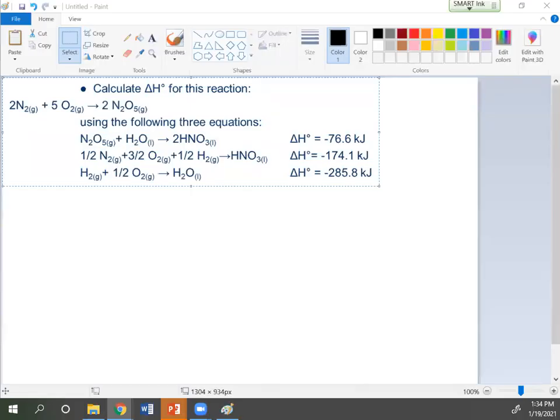All right, so here's how we do this. Here's my total reaction. I want to look at each one of these stepwise. I know I need N2O5 in the products, don't I? In step 1 of the reaction, where is N2O5? In the reactants. So that means I need to flip it, don't I? Do I need to do anything else to it?